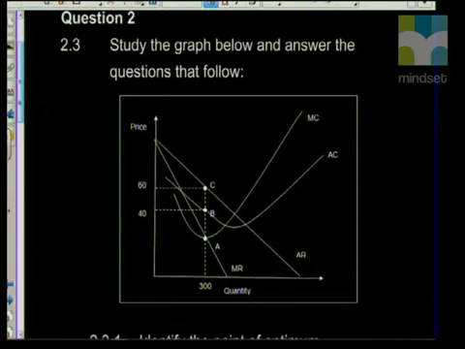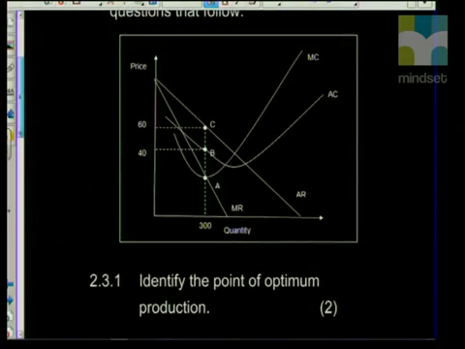Moving on to question 2.3. In this question, you have to study a graph and answer some questions on it. Let's look at the graph and the important points highlighted on this graph. What I see is different prices that I'm going to circle. A price of 60 Rand, I see a price of 40 Rand, I see a quantity of 300, and I see different important points. Now we all know that the point of optimum production would be that point where marginal revenue equals marginal cost.